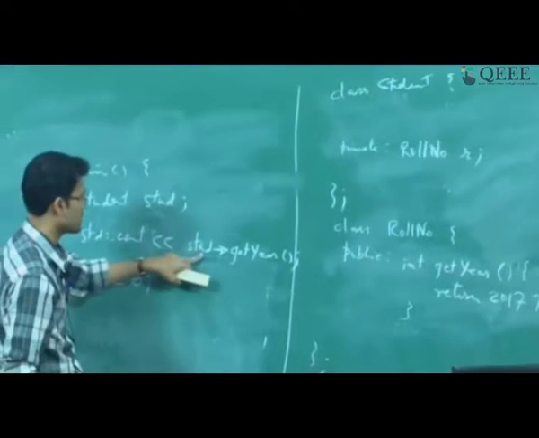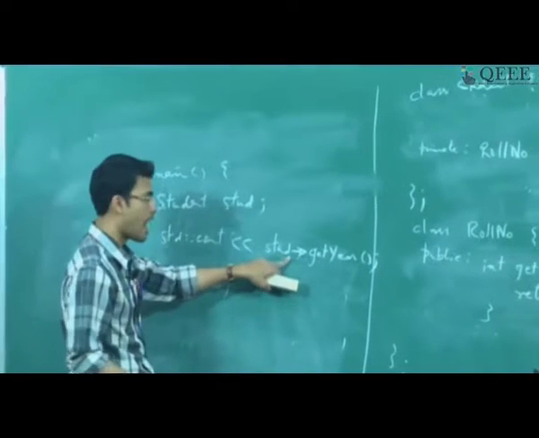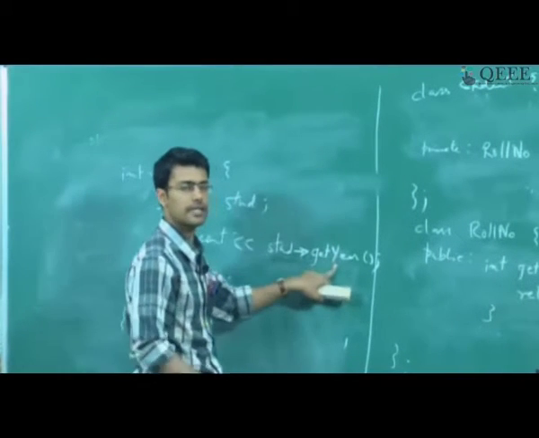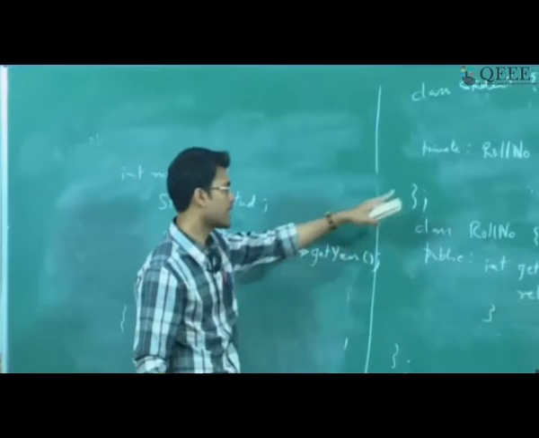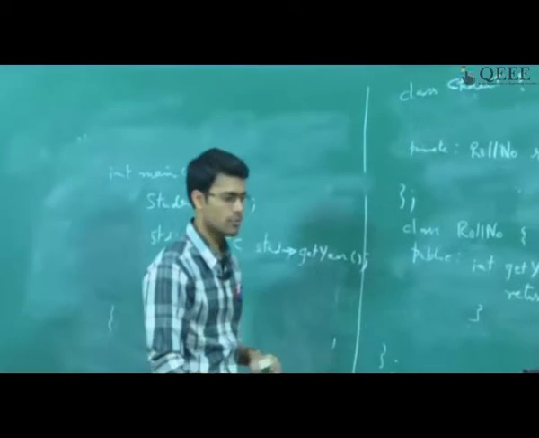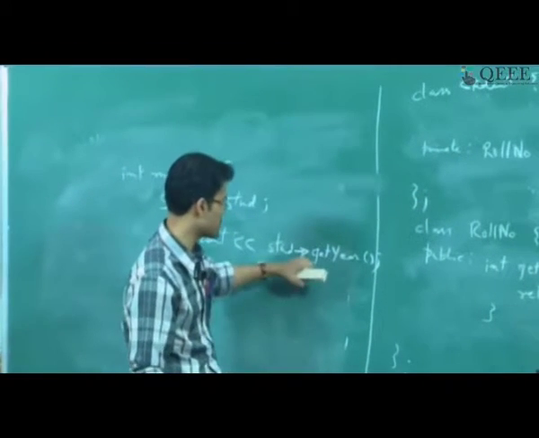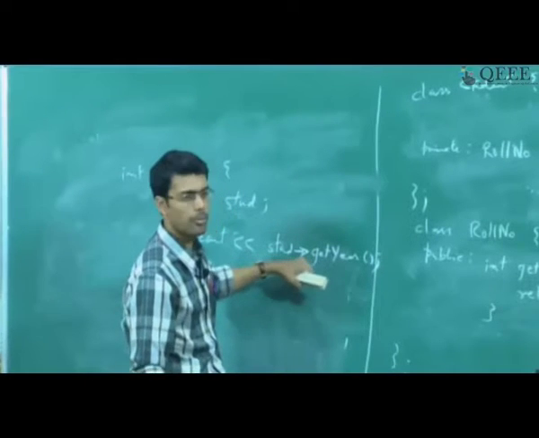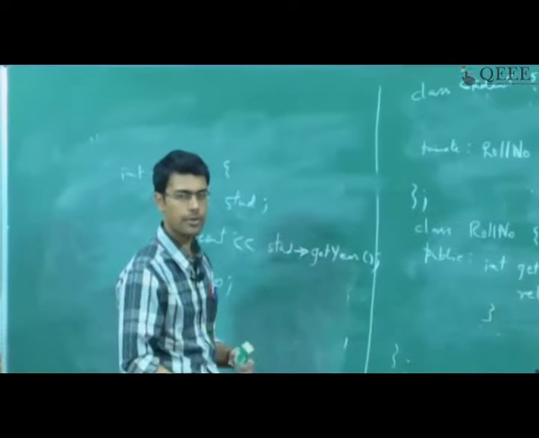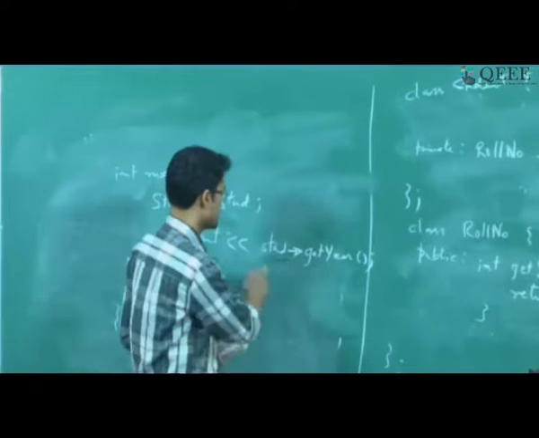If I had done stud dot R arrow getYear, then it is probably okay, but for that I will probably require this private to be changed to public and so on. So what I want is that this arrow should somehow be intelligent enough, smart enough to change this.